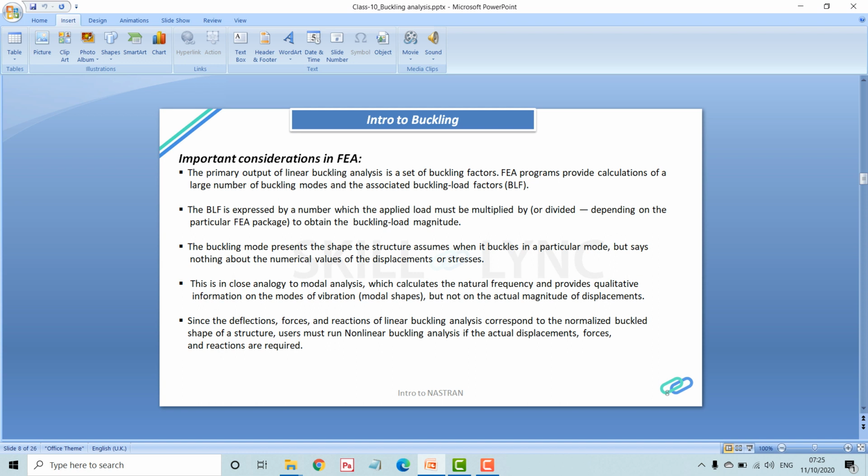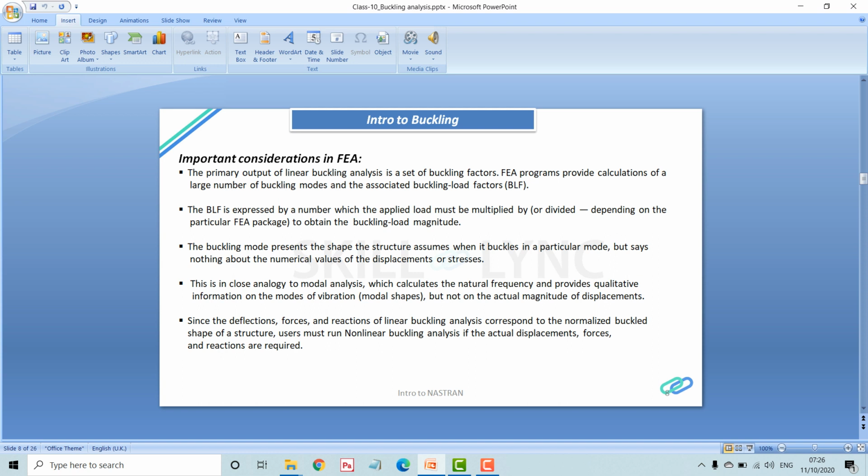And then if you look at the buckling analysis, finally, it is not exactly, I would say it is something similar to the concept of the modal analysis, where we again calculate the mode shapes and the modal values, and finally the deflections, forces and reactions all correspond to the normalized buckled shape of the structure.